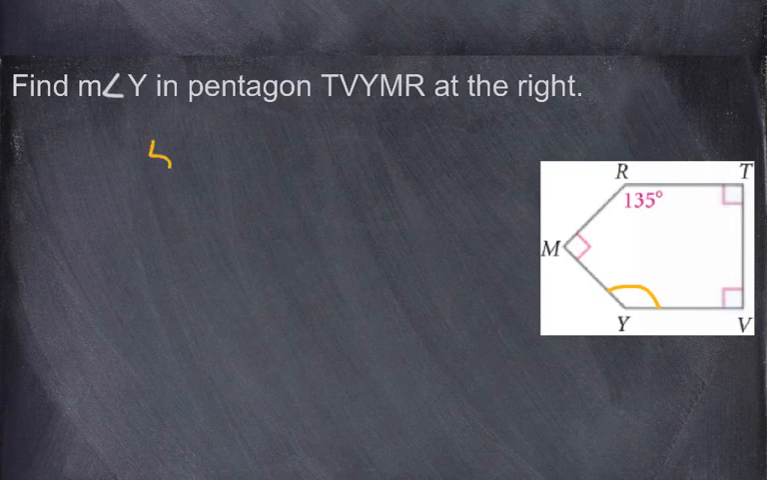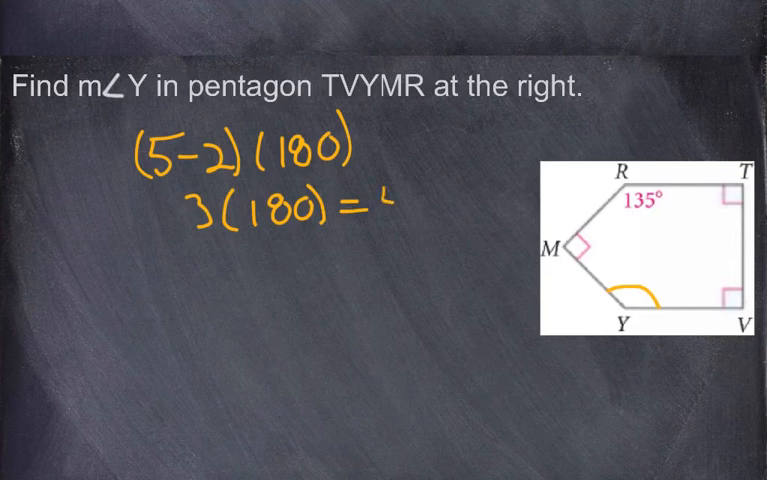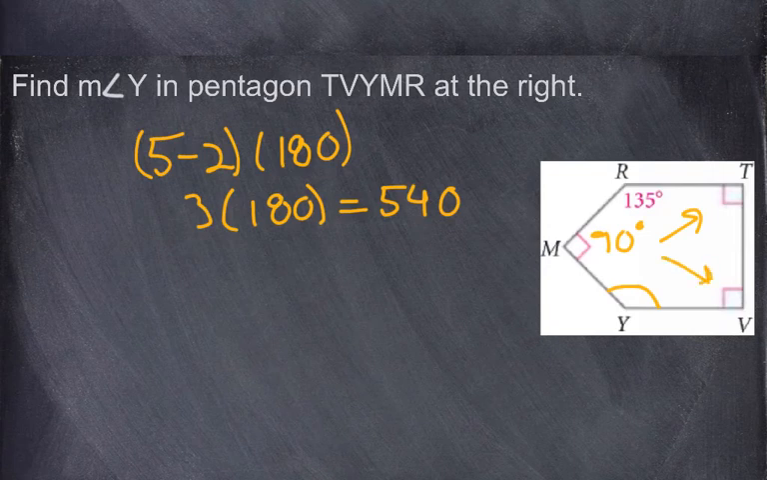So we plug in 5 minus 2 times 180 will give us the total amount of degree measures. So that's 3 times 180, which is 540. So that's what all 5 will add up to. Well, we know that this is 90 because of the markings. We know that's 90, and we know this is 90. So just those 3 alone, we get 270. We also have that 135 there.